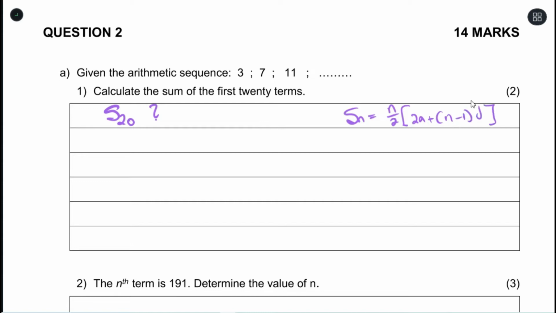Okay, now to get this answer, we need to know what n is, and since it's S20, we're looking for 20 terms, n is 20. We need to know what a is. A is the first term, so a is 3. And we also need to know what d is. D is t2 minus t1, t3 minus t2. They should give you the same answer. So our common difference here is 4. So all we just need to do is substitute all this into the formula, and you have your answer. Voila. So let's try this out.